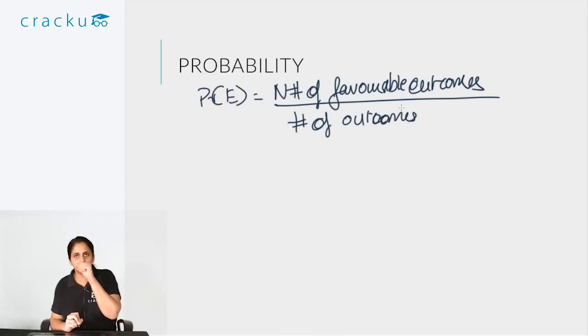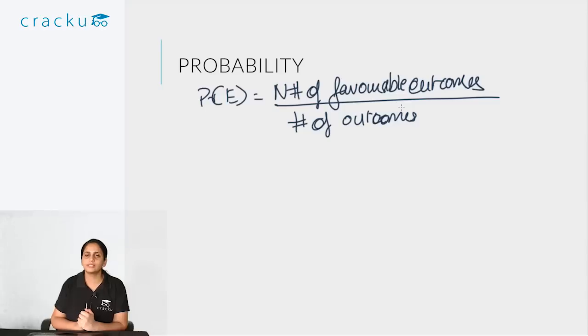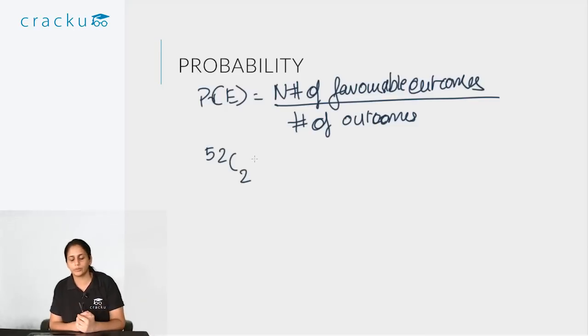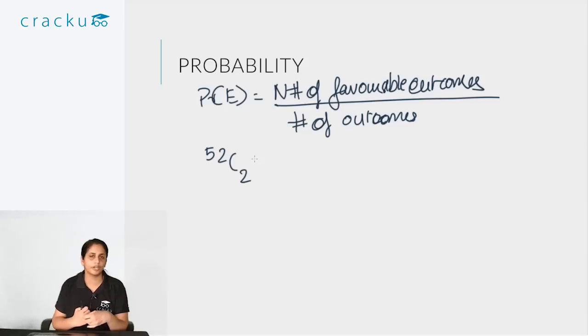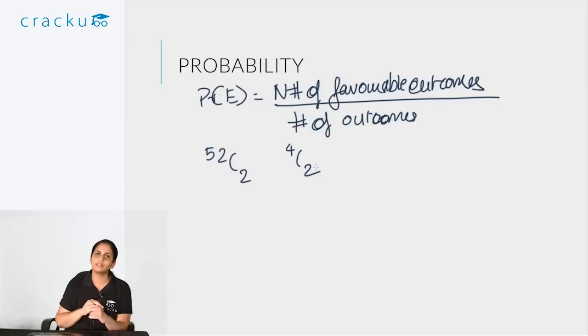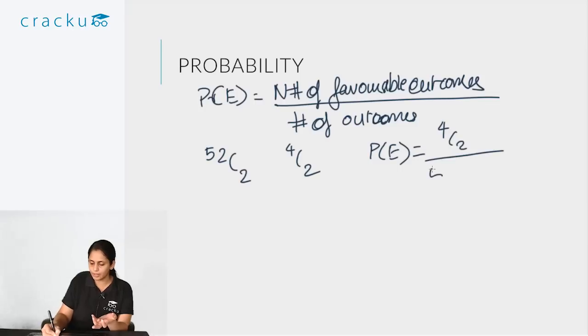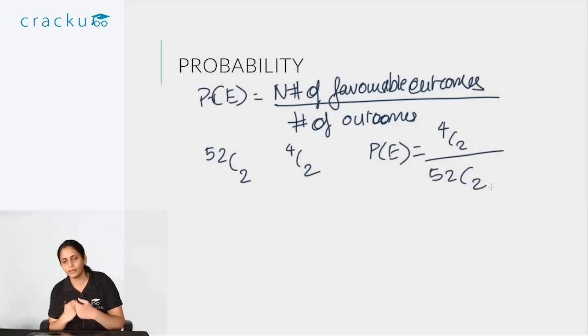So for example, if you have a deck of cards and you have to select 2 cards out of it, how many ways can you select 2 cards? You have 52 cards, so you can select 2 cards in 52C2 ways. In how many ways can you select 2 kings out of the 52 cards? There are 4 kings, so you can select them in 4C2 ways. So what is the probability of the event that you pick 2 cards out of a deck of cards and both of them are kings? The probability is the number of favorable outcomes, that is 4C2, divided by 52C2. So this is the basic concept behind probability.